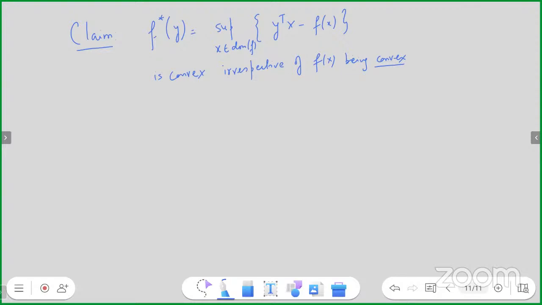Okay, so let's try to compute some examples for which we can compute things. Which one do you think is the simplest function for which we can compute the conjugate? What is the simplest f of x? X. Very good. So suppose f of x is x. What is f star of y? First pay attention to this function, y transpose x minus x. You're supremizing this.